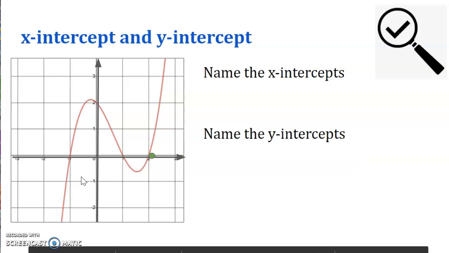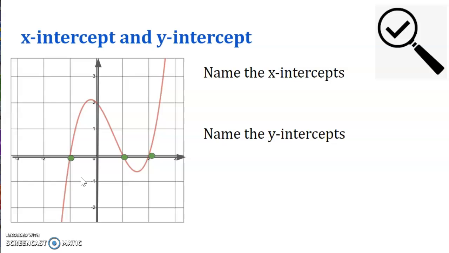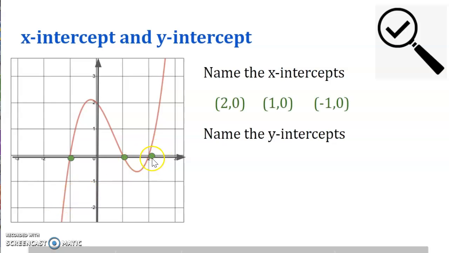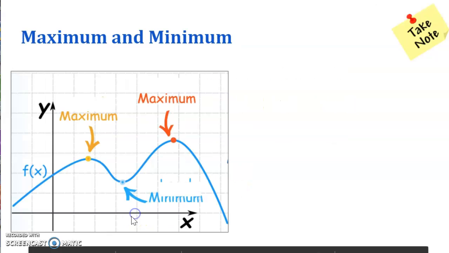So where are the x-intercepts? We have 3 different points where the graph is crossing the x-axis. That's the x-axis, okay? And the coordinates are (2, 0), (1, 0), and then (-1, 0). Notice again, they all have 0 as the y-coordinate. What about the y-intercept? How many times is the graph crossing the y-axis? In this case, just once. The coordinate is (0, 2). Great, I hope you got that.